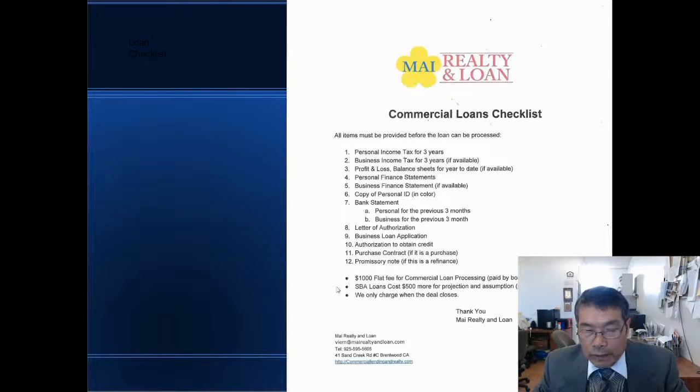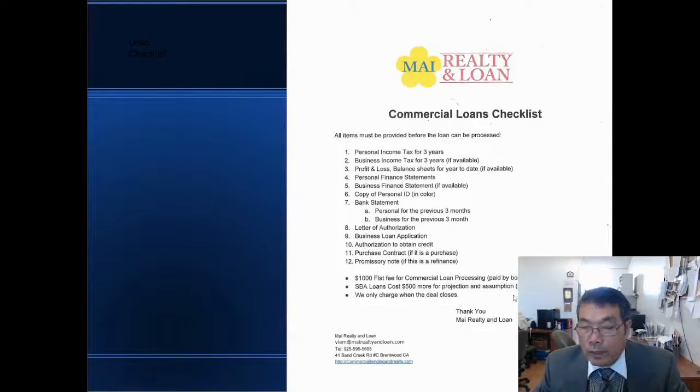The fees, once again, for the clients: a $1,000 flat fee for commercial loan processing, paid by the borrower at close of escrow. If it is an SBA loan, it costs $500 more for the projection and assumption, paid by the borrower. This is for a new business or expansion; we can do the assumption and projection for the clients.